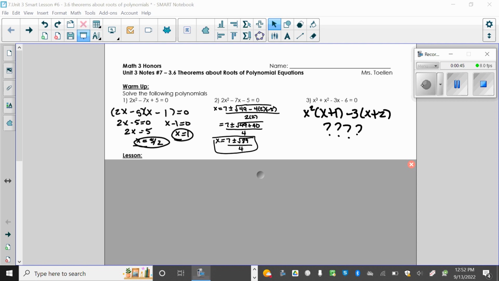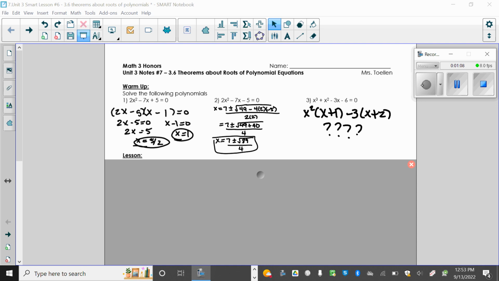All right, let's see how we did. For number 1, that quadratic was factorable, so we get x equals 5 halves and x equals 1. For number 2, that quadratic was not factorable, so I chose to use the quadratic formula since our a value was not equal to 1 and our b value was not even.